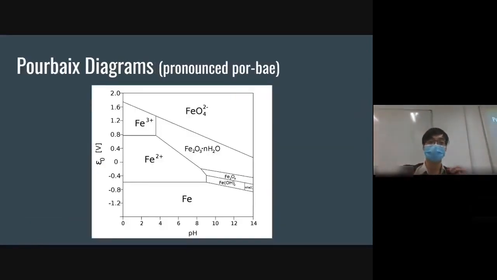Now we move on to the last diagram, which looks the most complicated of all of them, and it also has the most complicated name. It's called the Pourbaix diagram. Yeah, it was discovered by some Belgian dude, but it's French.